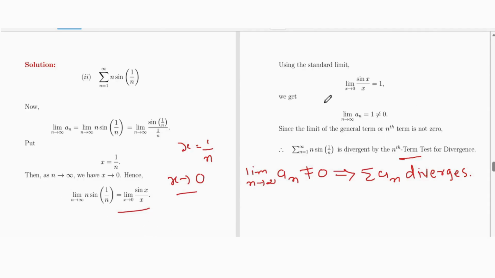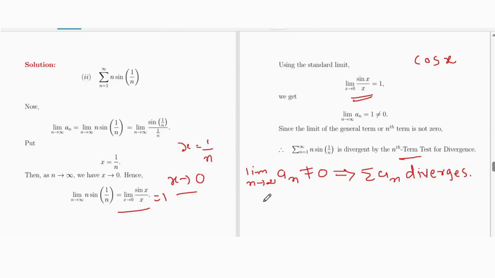Now use the standard limit. This result we already know: limit x tends to 0, sine x upon x equal to 1. So put this value here. We get the value 1 from this property. So we get limit n tends to infinity an is equal to 1. 1 means not equal to 0.